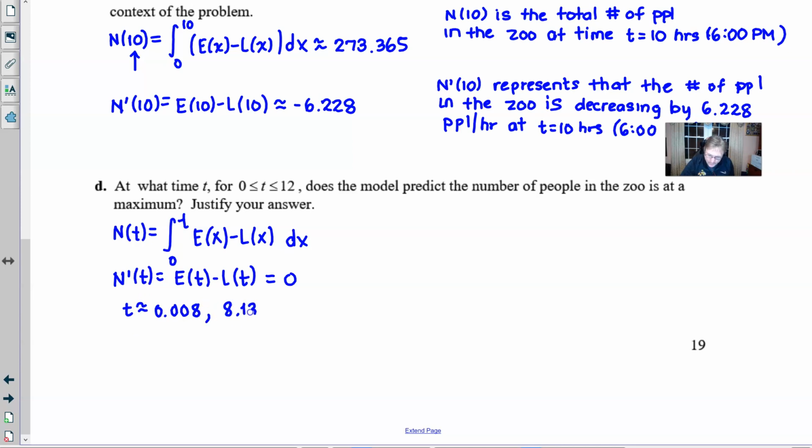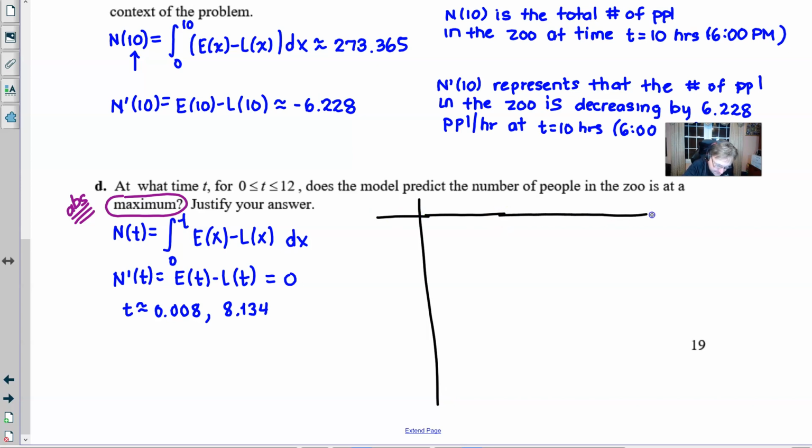8.134. What we now have to do is remember that this is a contextual maximum problem, which means it's wanting an absolute. That is implied. We want an absolute maximum. So what you're going to do is go to your table, very similar to what we did with our mean problem, which was our example 4, and input the t and calculate the integral of e(t) minus l(t).